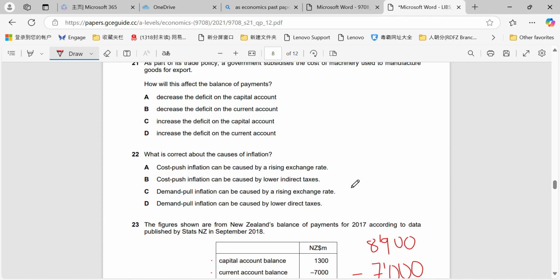Okay, what is correct about the causes of inflation? Cost push inflation can be caused by a rising exchange rate. No, it can be caused through depreciation. It's not caused by an appreciation. We just explained how a depreciation can cause it in a previous question in this paper. It can be caused by lowering indirect taxes. No, because that lowers the cost of production. Remember, cost push is relating to the cost of production.